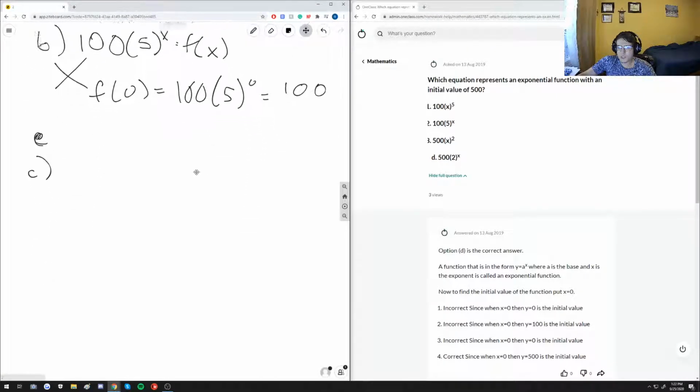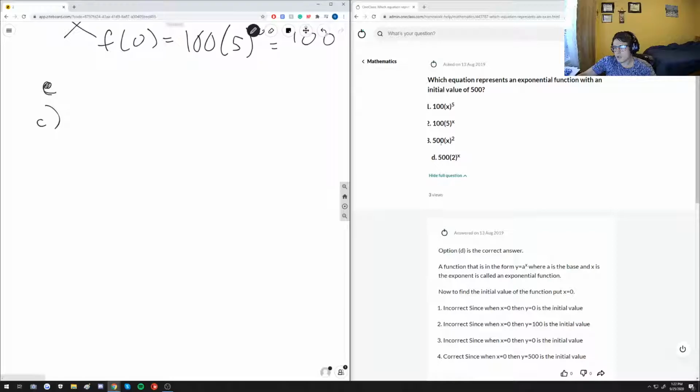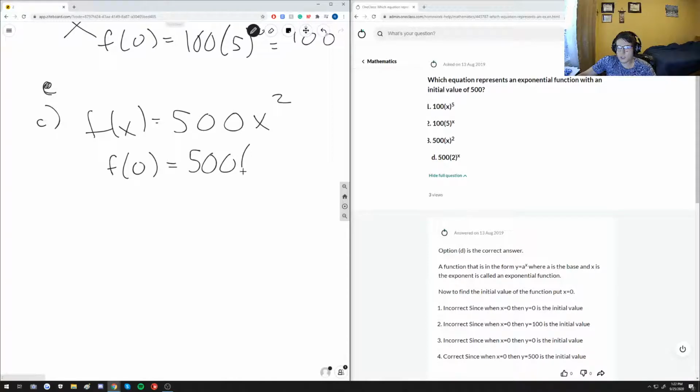Now for answer choice C, you have to consider f of x is equal to 500 x squared, and we're going to plug in x equals 0 again and get 500 times 0 squared, and that is equal to 0. And 0 does not equal 500, so incorrect again.